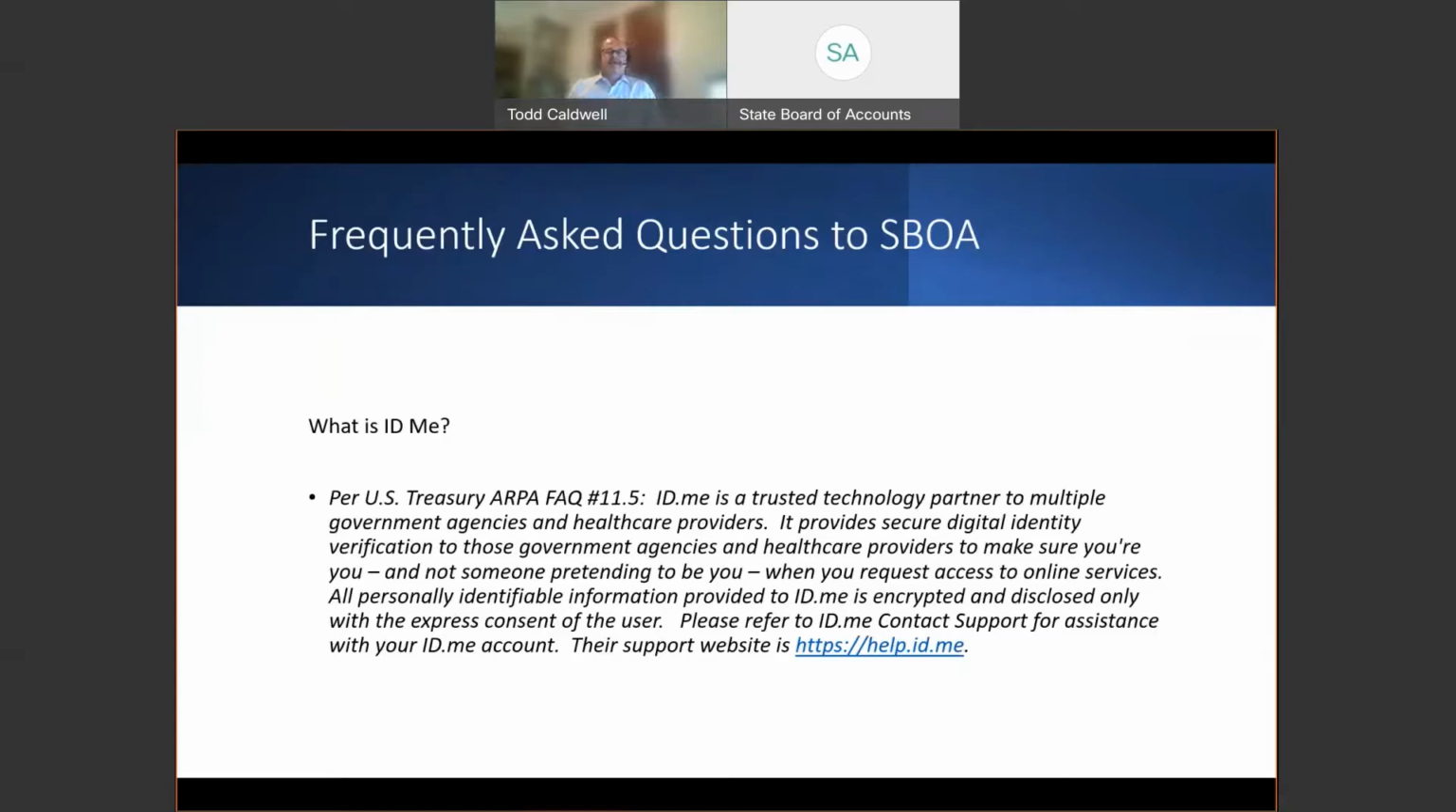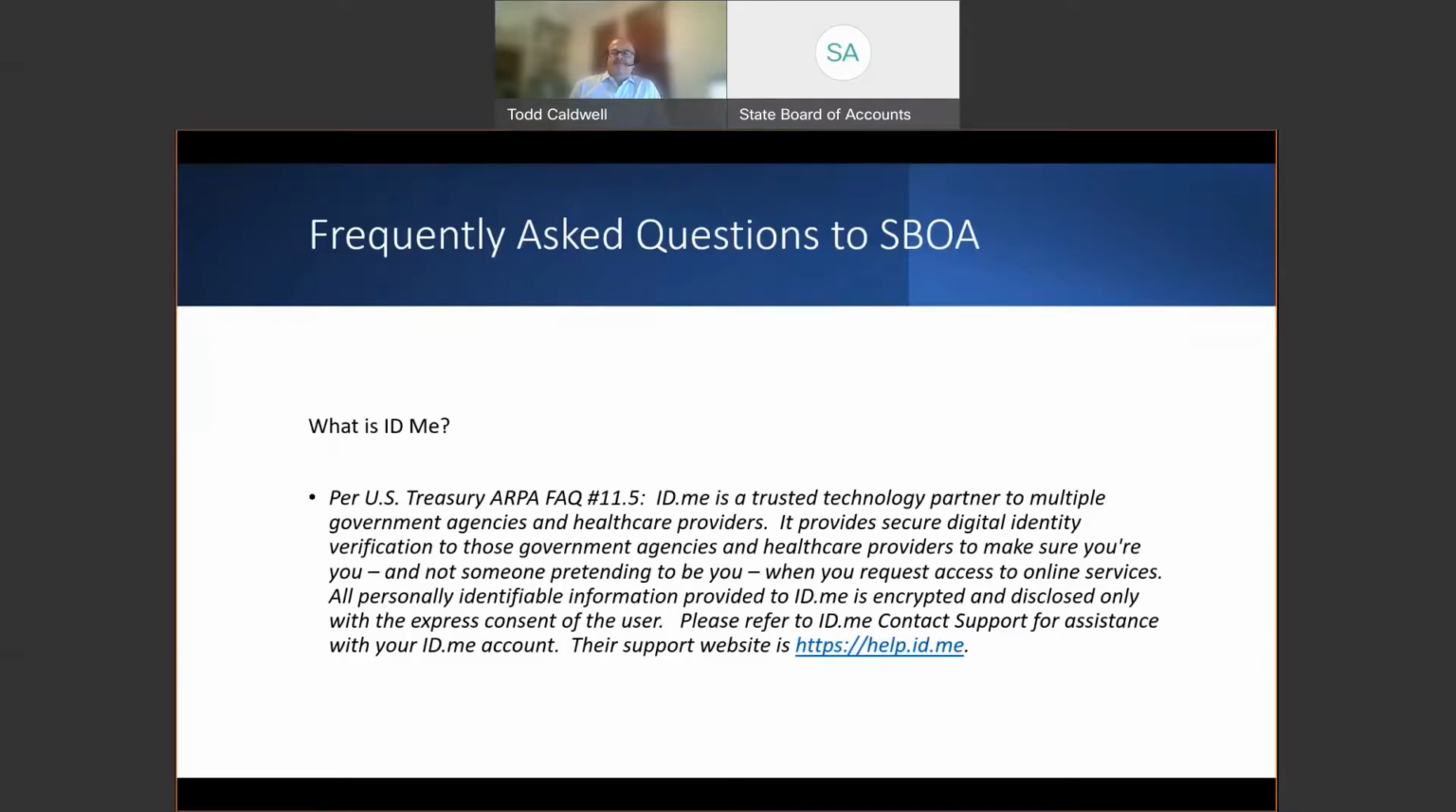ID.me is a technology partner to multiple government agencies and healthcare providers, and it provides secure digital identity verification to governmental agencies and healthcare providers to make sure that you're you and not someone that's pretending to be you when you request access to online services.